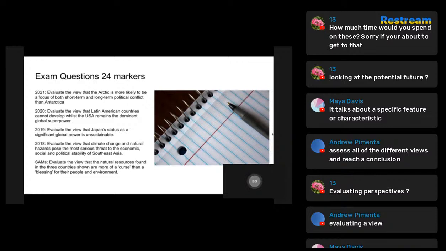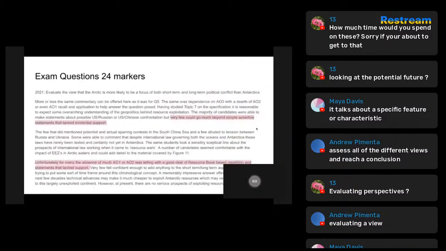Okay, so here, very few could go beyond simple assertive statements that lacked evidential support. That's a really big thing to say. All right. So again, I'll go through the amount of time you need to spend on these in the next few slides. I'll go through that in quite a lot of detail.